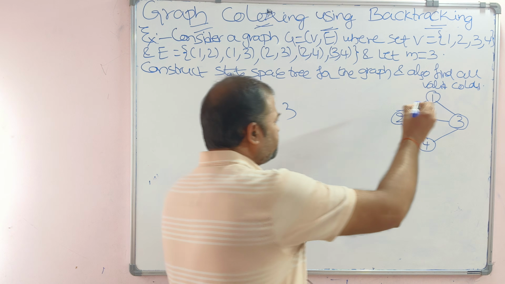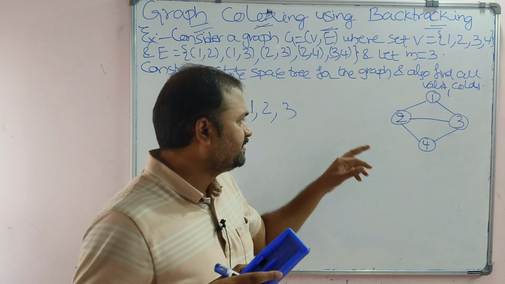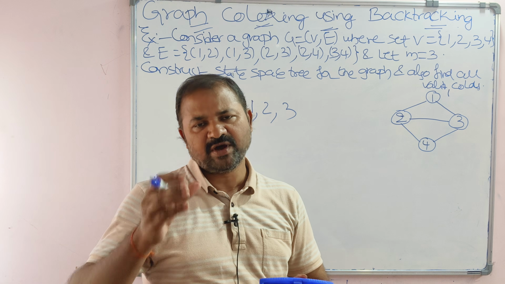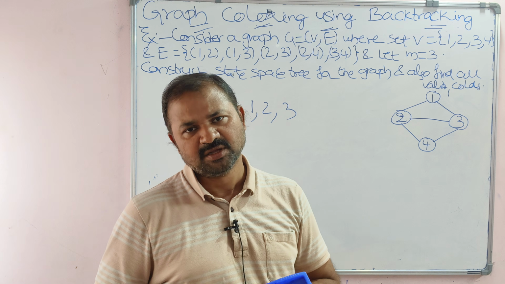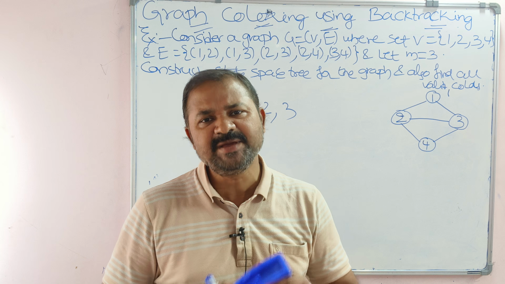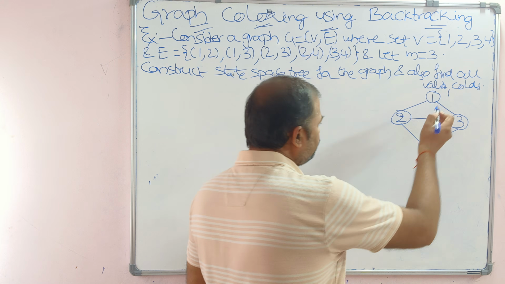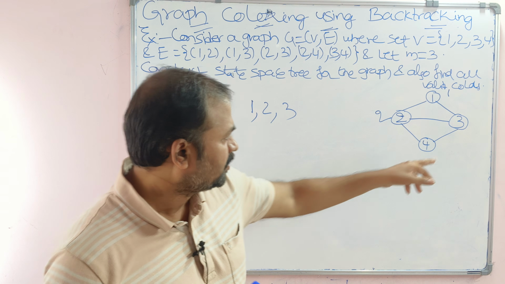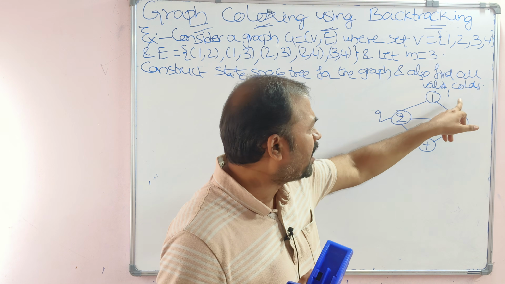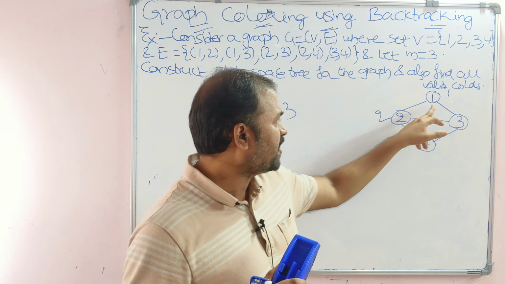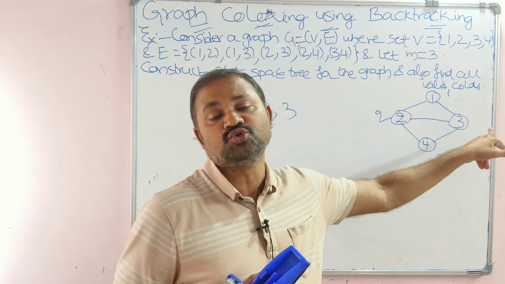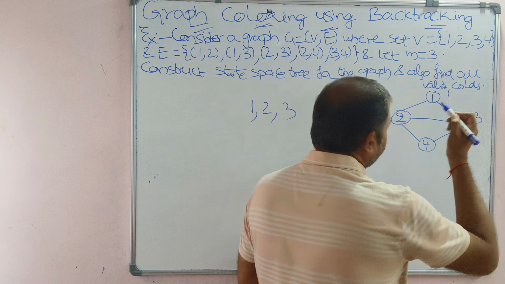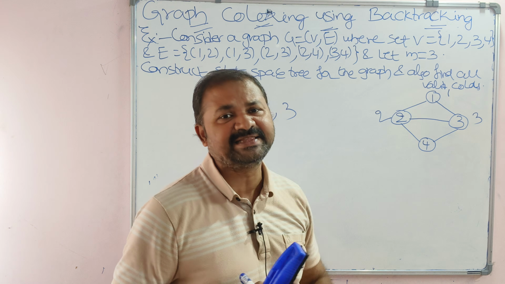Okay. Let the first vertex be colored with 1. Then we can't use 1 for coloring the second vertex and third vertex. Why? Because that is the property of graph coloring: two adjacent vertices can't be colored with the same color. So we use a color other than 1. Let us assume vertex 2 is colored with 2. Now we have to color vertex 3. We can't use 1 and 2, because they are adjacent to vertex 3. So let us use color 3, because the maximum is 3 colors.